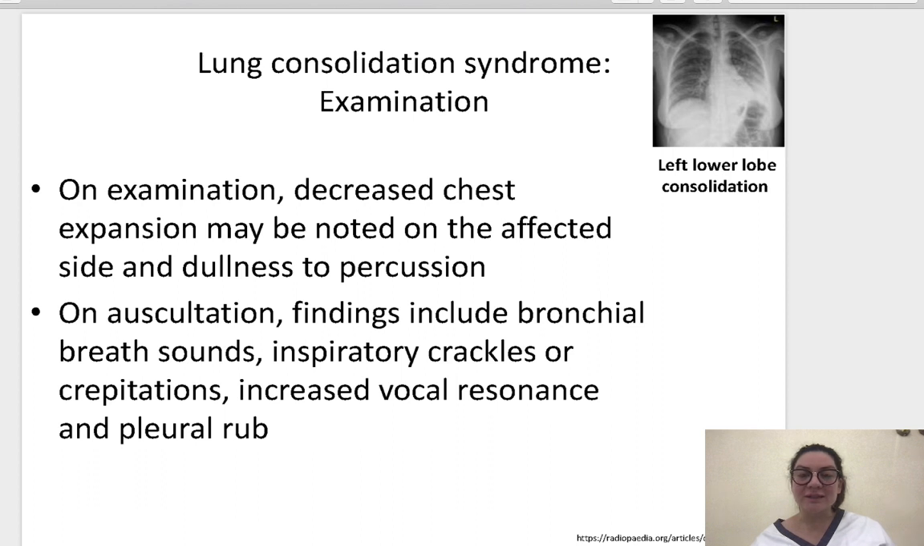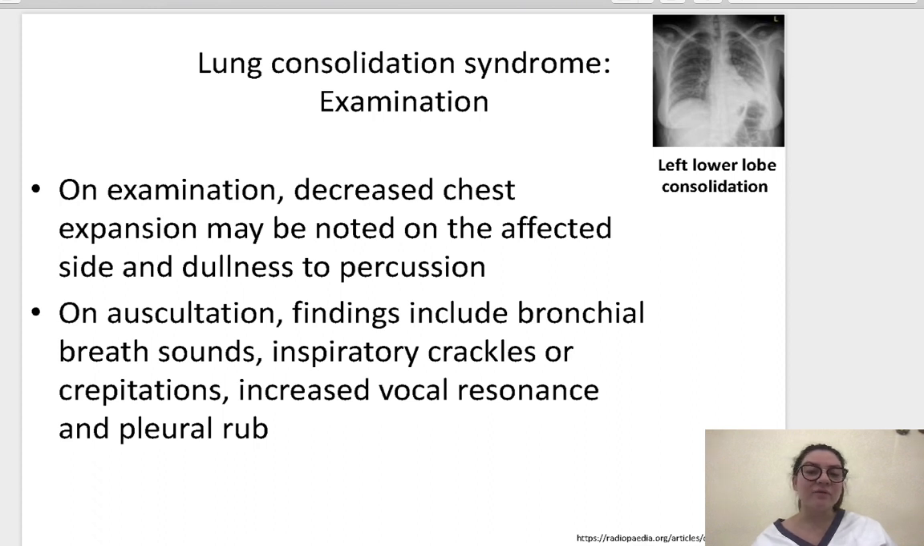Examination of a patient with lung consolidation syndrome. On examination, decreased chest expansion may be noted on the affected side and dullness to percussion. On auscultation, findings include bronchial breath sounds, inspiratory crackles or crepitations, increased vocal resonance and pleural rub.